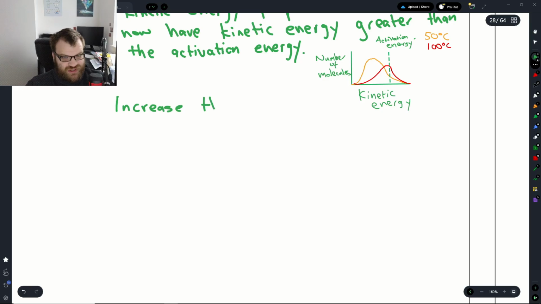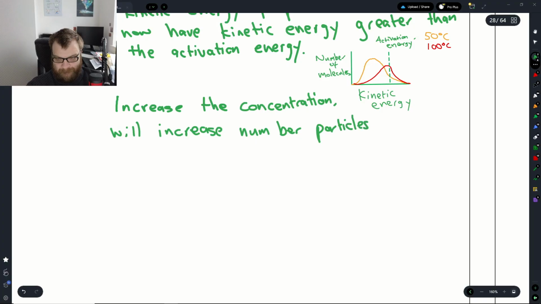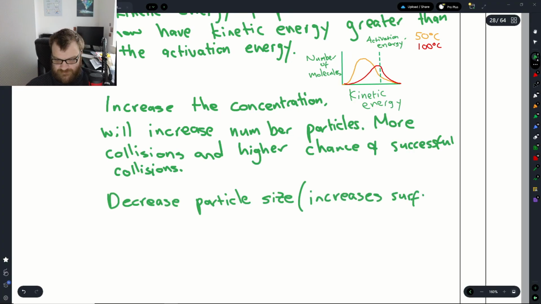Increase the concentration, you're going to have more particles colliding, a higher chance of successful collisions. If you decrease the particle size or increase the surface area, this will allow for more collisions to take place, and this will increase the reaction rate.